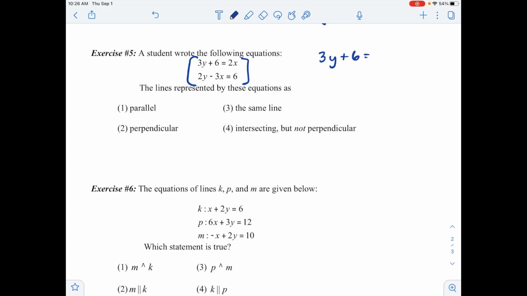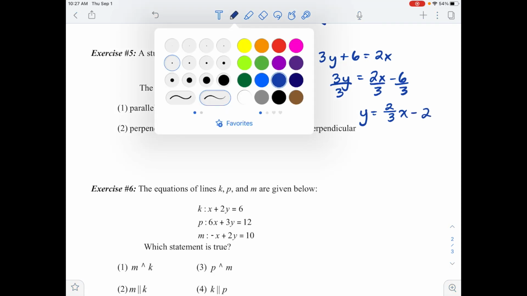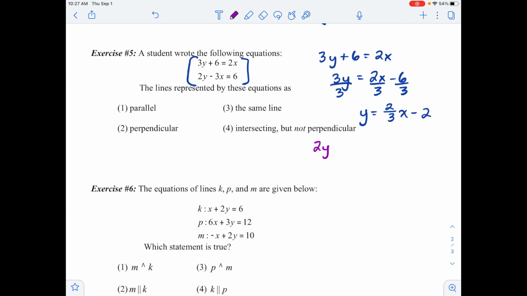3y plus 6 equals 2x. So I'm going to subtract 6. Then I'm going to divide by 3. And we get y equals 2/3 x minus 2. Okay, let me do the other one now. 2y minus 3x equals 6. So I'm going to add 3x. And then I'm going to divide by 2. So I have y equals 3/2 x plus 3. Let me highlight the slopes. And then we'll go from there.